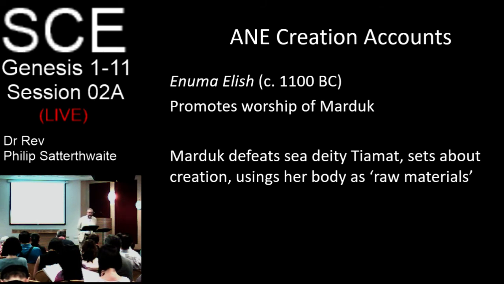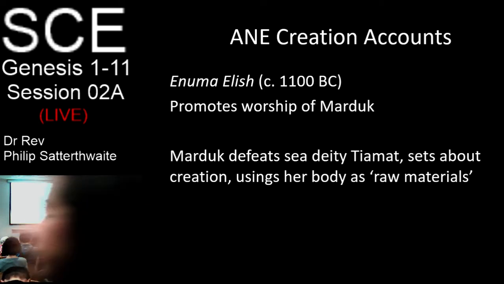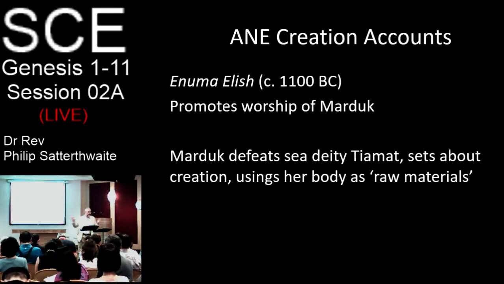Now, it is thought that this text, Enuma Elish, was written around about 1100 BC because of the prominent role in it of the Babylonian god Marduk. The worship of Marduk was particularly promoted in Babylon around this period. And this text, celebrating Marduk as creator and ruler of the world, seems to have been produced as part of a tendency to magnify Marduk, if you can put it that way.